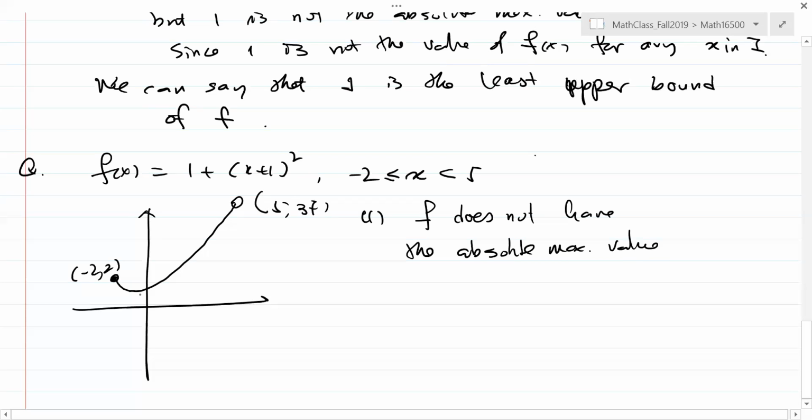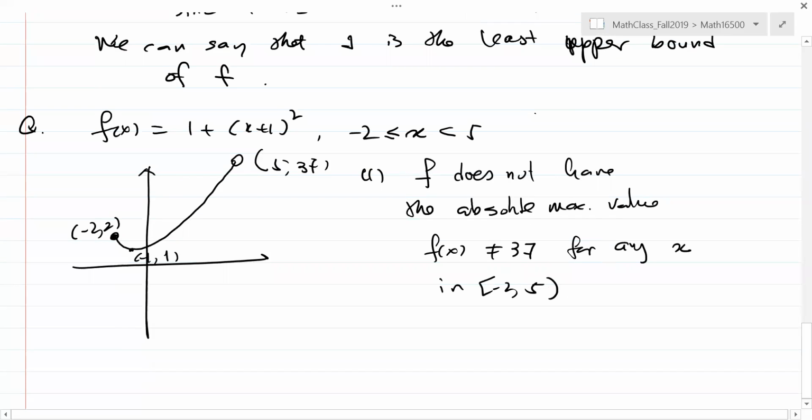And this is going to be (-1, 1). Okay, it's a parabola. So 37 is not going to be the absolute maximum value, because the value of the function is never 37 for any x in the interval. Alright, so 37 is not the absolute maximum value. It's not a value of the function at all.